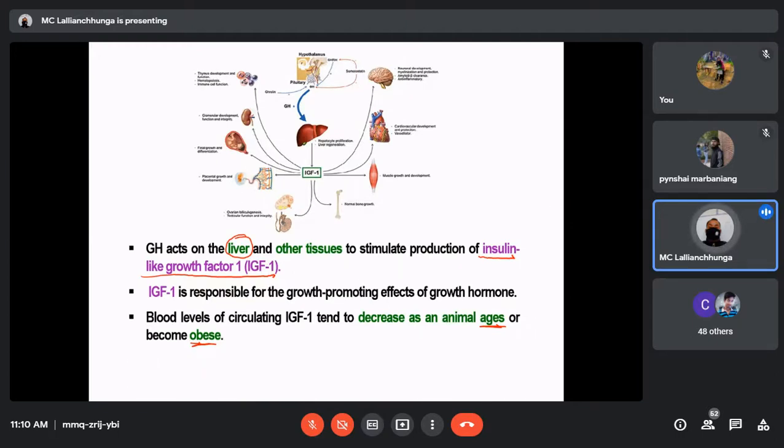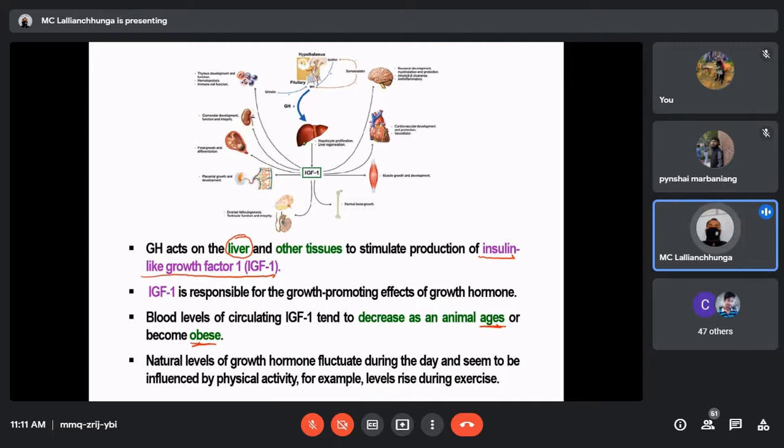So the important point in this slide is that growth hormone usually acts indirectly, by producing IGF-1 from the liver. Although it also has a direct effect, most of the time it has the indirect effect, that means stimulating the production of IGF-1 by the liver.